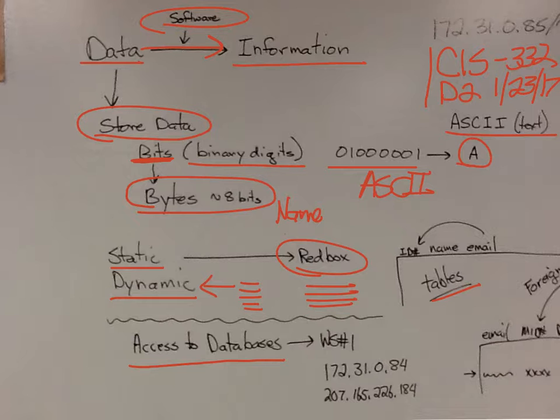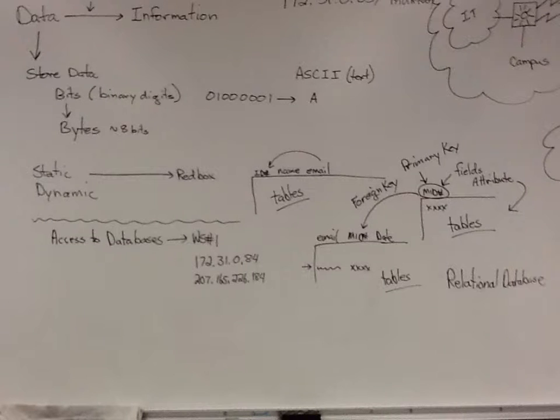Accesses to databases. The first one we're going to use is work server 1, and the addressing is there. We talked a little bit about a relational database and tables. We've got 3 tables here.